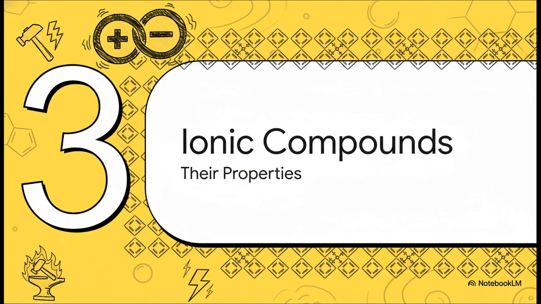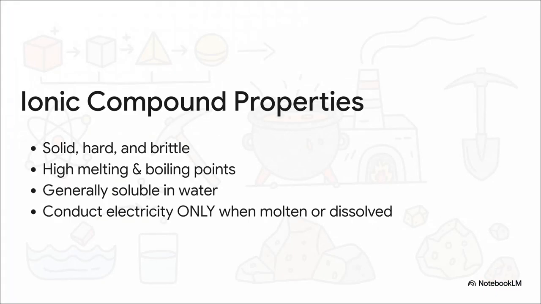So now that we get how these ionic compounds are made, what are they actually like? What kinds of properties do they all share, all because of these super strong bonds? Well, it all goes back to those bonds.